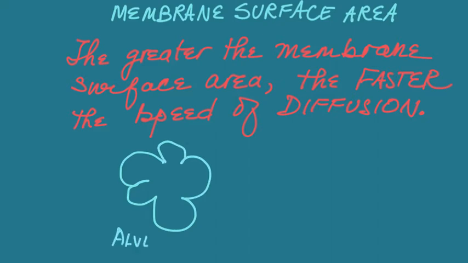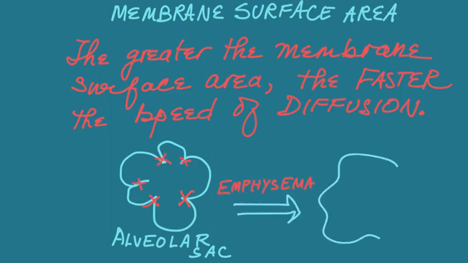So let's take a look at the alveolus that's normal. And this is the alveolar sac being damaged. The walls are damaged. In emphysema, there are no walls in between, and this greatly reduces the speed of diffusion.